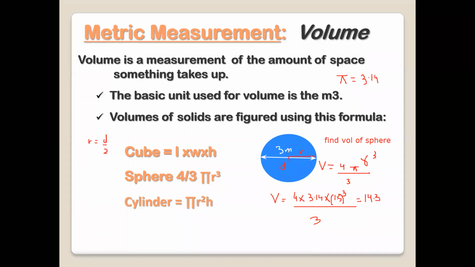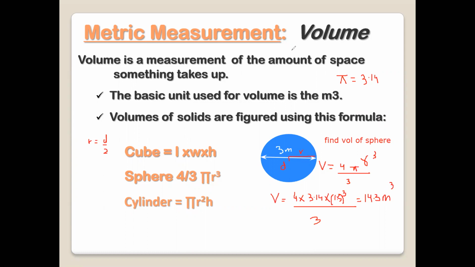If length is given in meters, then the unit will be meter cubed. If length is given in centimeters, then the unit will be centimeter cubed. So this is how we use the formula to find the volume of the sphere.